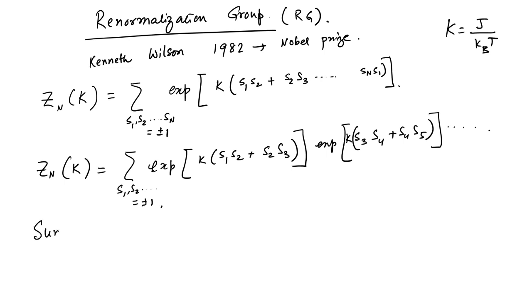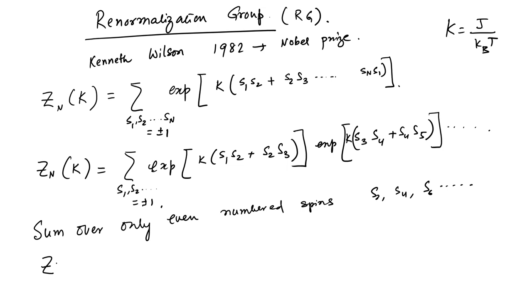Now, sum over only even numbered spins, that is S2, S4, S6. That is, you perform the sum, S2 equal to plus 1 and minus 1, S4 equal to plus 1 and minus 1, and let them leave the partition function by explicitly summing over them. Now these variables are no longer there in that partition function.